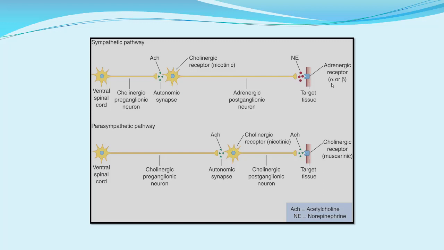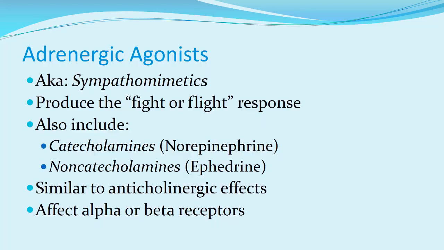Medications that activate adrenergic receptor sites are called agonists. Medications that inhibit adrenergic receptor sites are antagonists or blockers. And now we'll move on to slide 4. Adrenergic agonist medications interact with adrenergic receptor sites and produce a fight or flight effect.